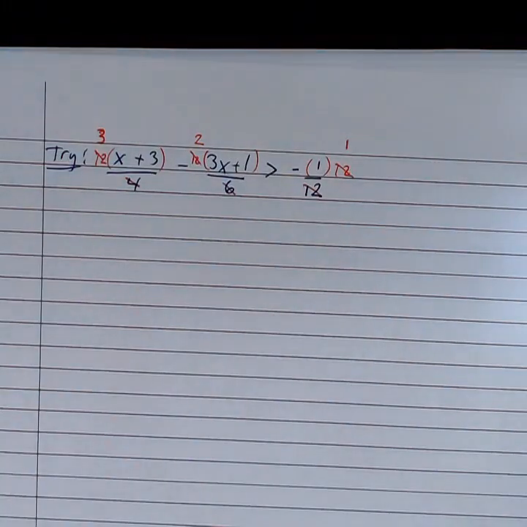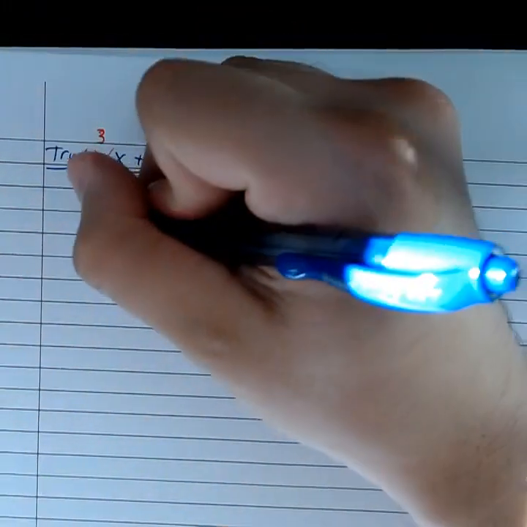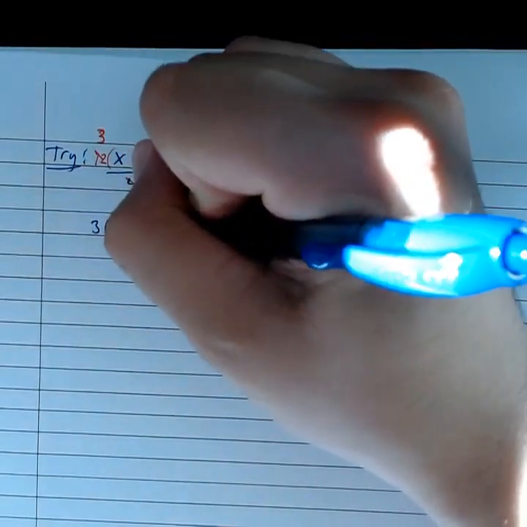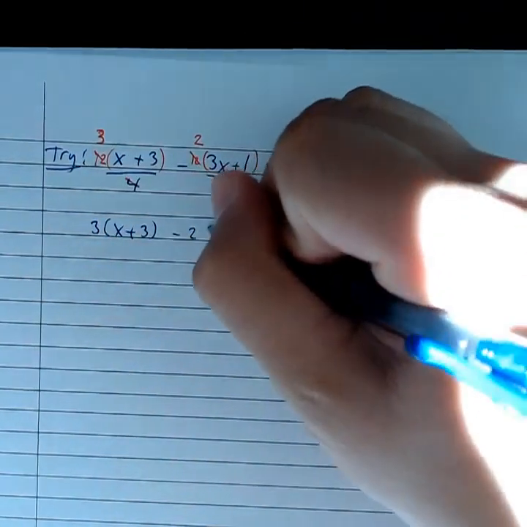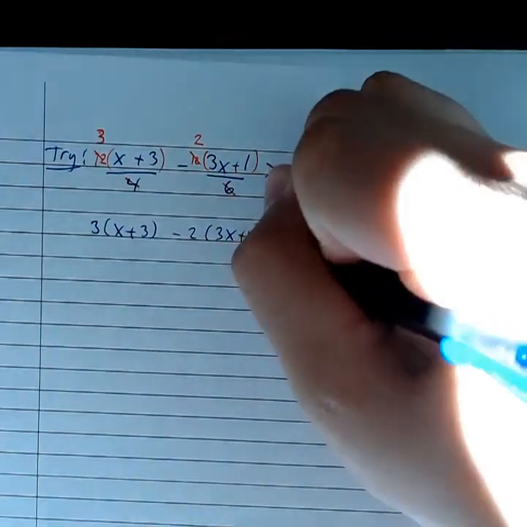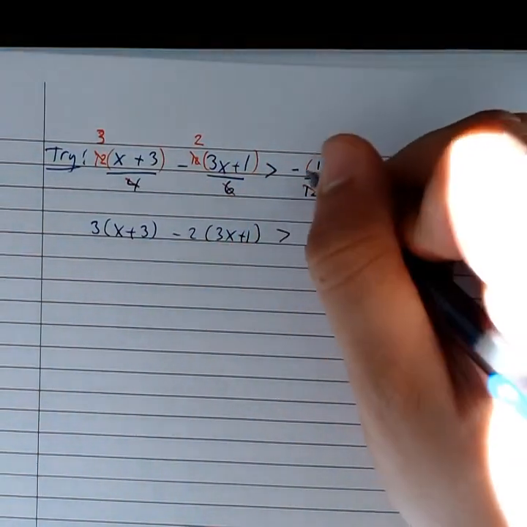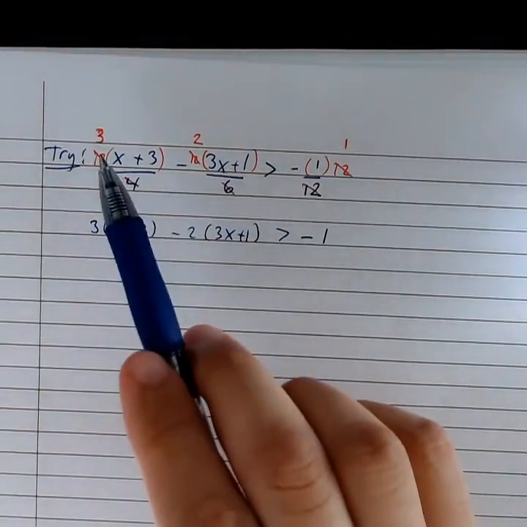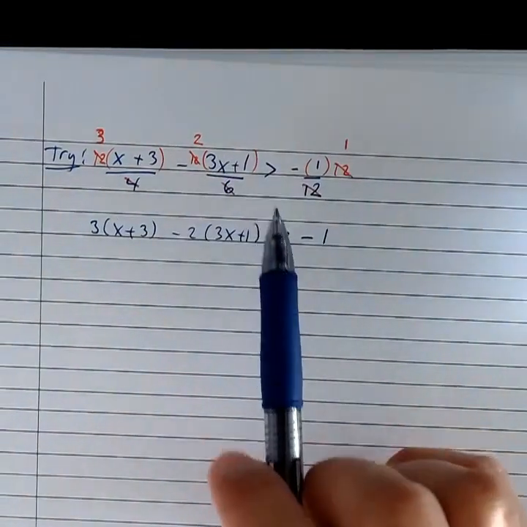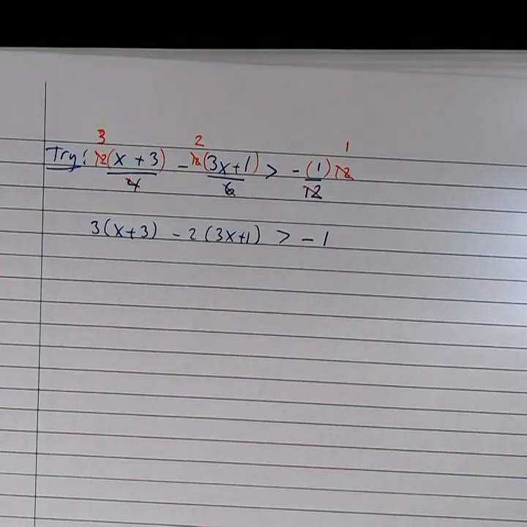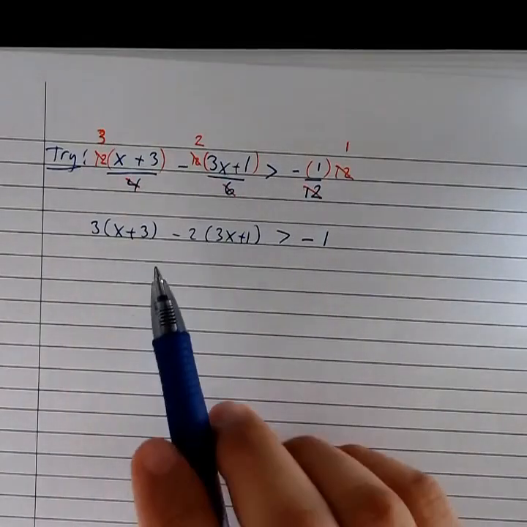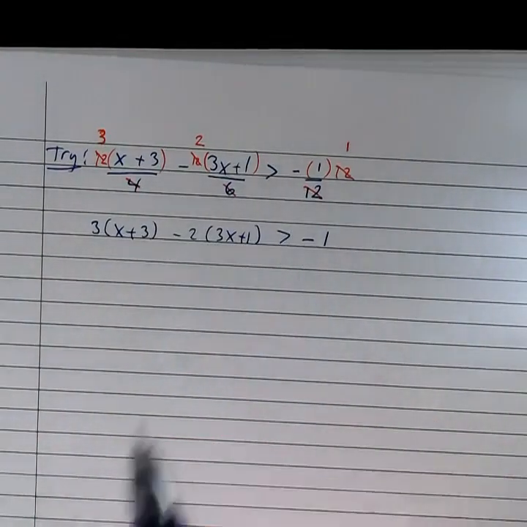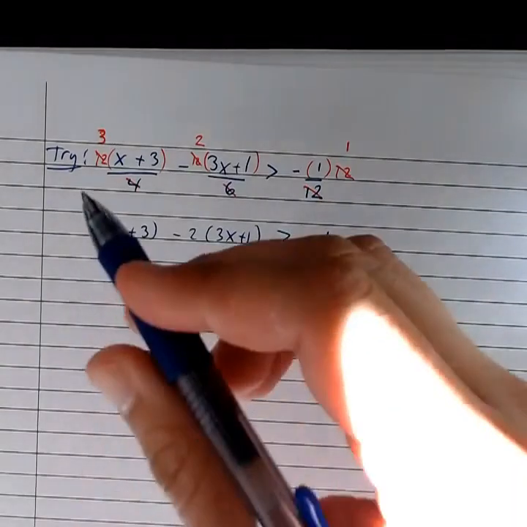So now I can rewrite this inequality as 3 times (x plus 3) minus 2 times (3x plus 1) is greater than negative 1. Notice here I multiplied by a positive 12, so my inequality hasn't changed. It only changes when I multiply by a negative. Okay, so that's a little bit better. I don't have any more fractions. Oh, but I can simplify some more.